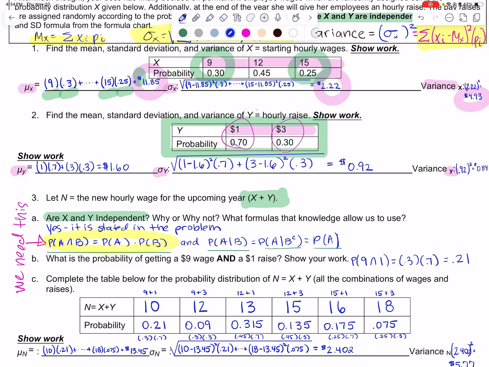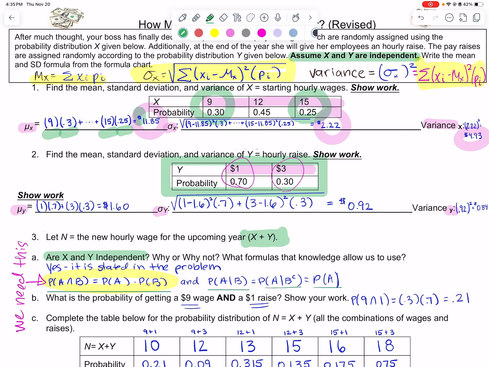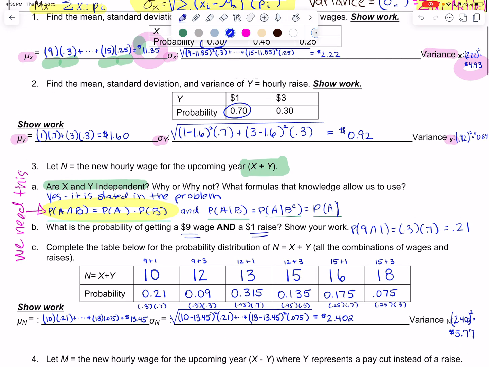So the yellow one that I circled is the one that I'm going to need for this problem, because it says what's the probability of getting $9 and $1. So that's going to be $9 here. Let me get rid of some of this. The probability of $9 is 30%. The probability of $1 is 70%. And so that's going to be 30% times 70%, which is 21%.